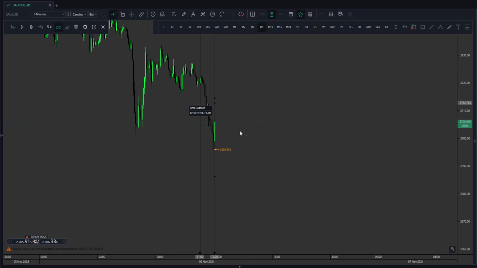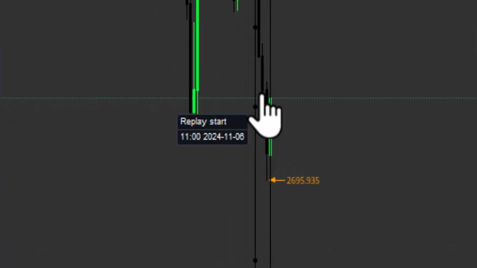So let's see how you could have gotten into this trade. Now, if you go to the 15-minute time frame, you realize that this right here was just a pullback to a fair value gap.